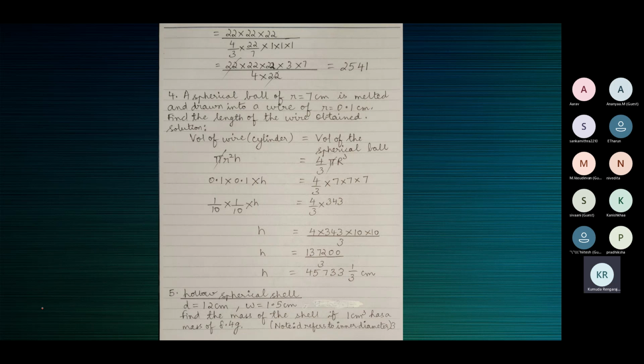So children, D is the inner diameter, which is 12. Small r is the inner radius, capital R is the outer radius. From the inner diameter, you can get the inner radius, 6. Thickness of the wall, 1.5. 6 plus 1.5 will give you the value of capital R, small r plus W. Don't add D plus W. Small r plus W.